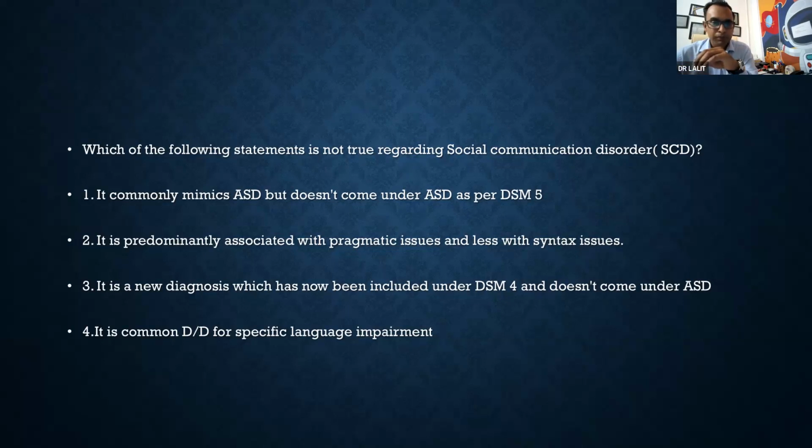It is associated with pragmatic issues, as I was telling, that is also absolutely fine. It's a common differential diagnosis for specific language impairment, that is also correct. It is a new diagnosis which has now been included in DSM-4. That is absolutely wrong, because in DSM-4, SCD was not there. It was included in DSM-5. So the wrong statement is the one saying it has been included in DSM-4. It doesn't come under ASD, that is right, it is under DSM-5. So the third is the option. Third is the right answer.